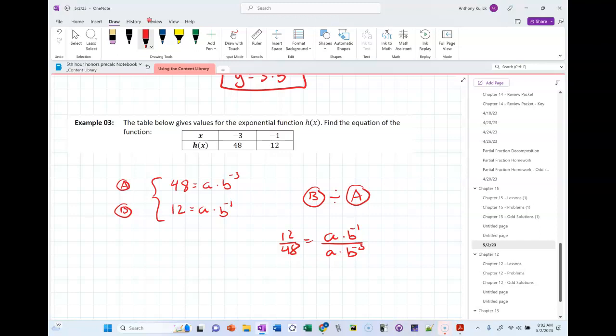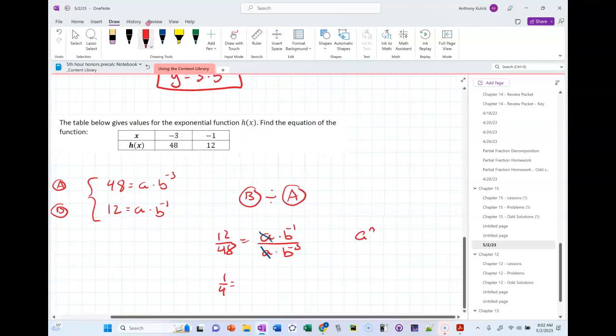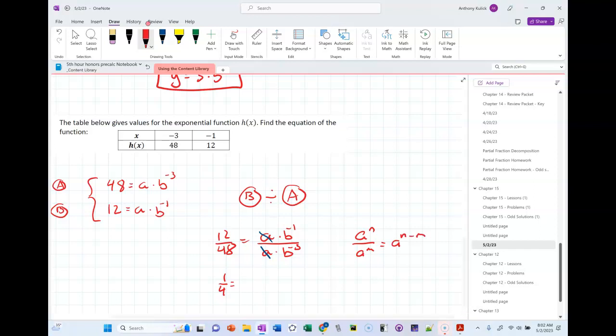So far, so good. So 12 over 48 reduces down to 1/4. A over A, well, that just reduces altogether. And how do I do b to the -1 divided by b to the -3? Great. So you should remember that we subtract exponents. So -1 minus -3 is +2.